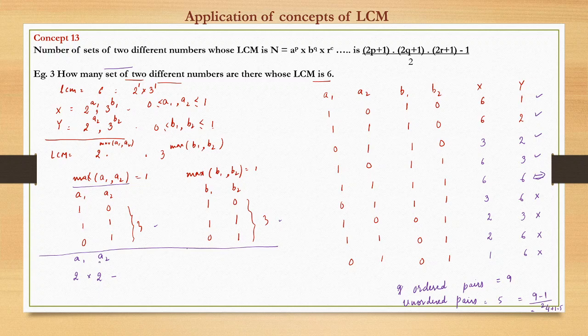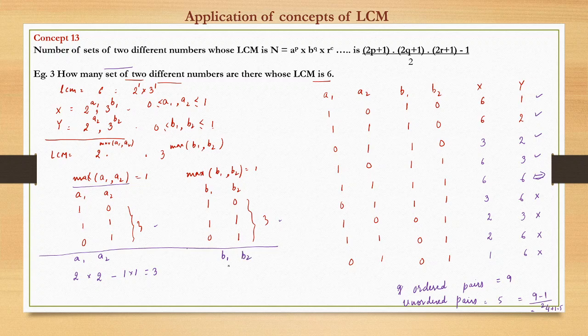Both can take 0. So in that case we need to subtract the case when none of them is taking the value 1. So a1 is taking only the value 0 and a2 is taking 0. So 1 into 1. So here we get 3 cases. This is another way of looking at this problem.